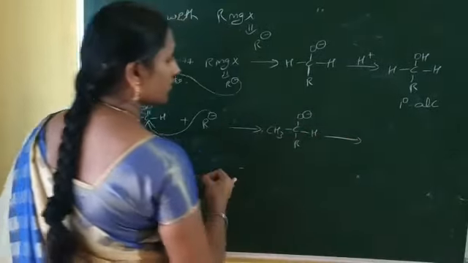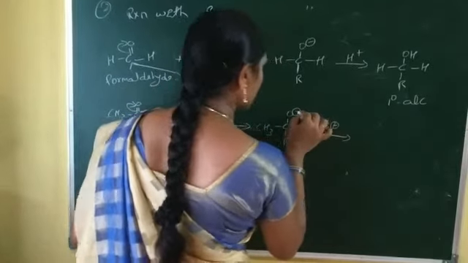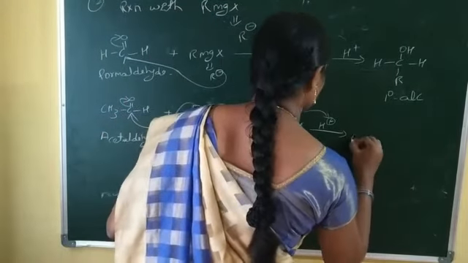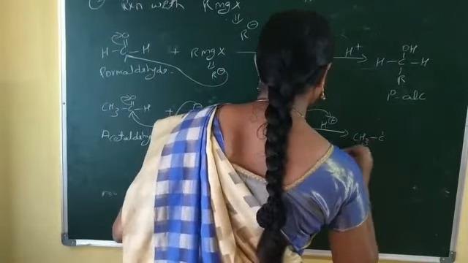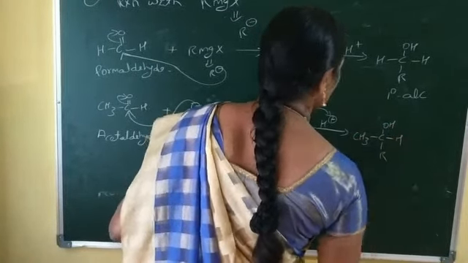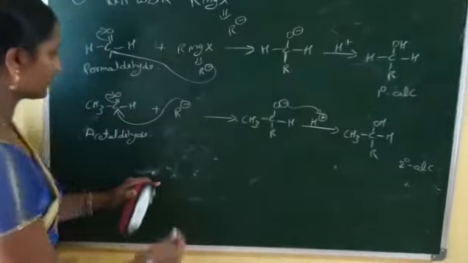Now this oxyanion is treated with an electrophile like H plus. Now this O minus is abstracting this H plus to form OH. The product is CH3CH(OH)R, with R and H on the carbon. Now this alcohol is a secondary alcohol.